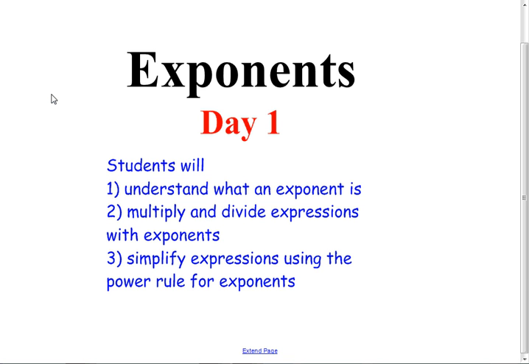Okay. Shh. Students will understand what an exponent is. When you do these problems, put that away, Luke. You will be looking for, if you understand what an exponent is, it's easy then. Okay, Chris?